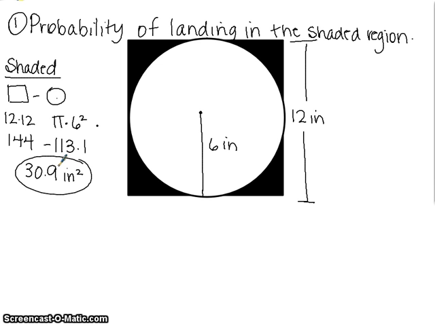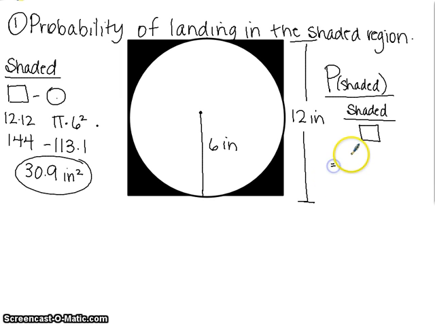All right, so now we want to figure out the probability of landing in there. Okay, so the probability of the shaded region, we are going to take the shaded portion divided by the total, which in this case is the whole square. That would be like our game board, so to speak. Okay, so we just figured out the shaded region. That was about 30.9. And we are going to divide that by the region of the square, which in this case is 144.